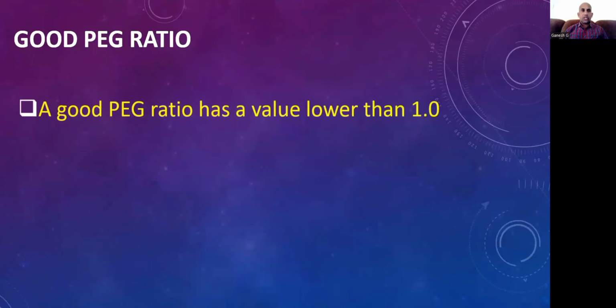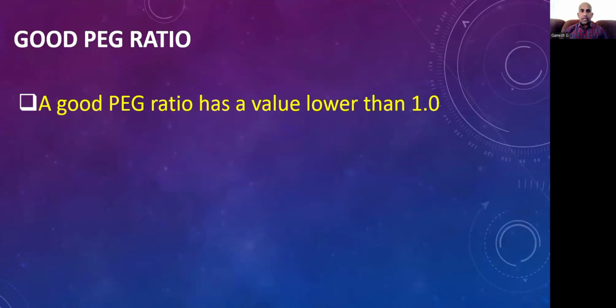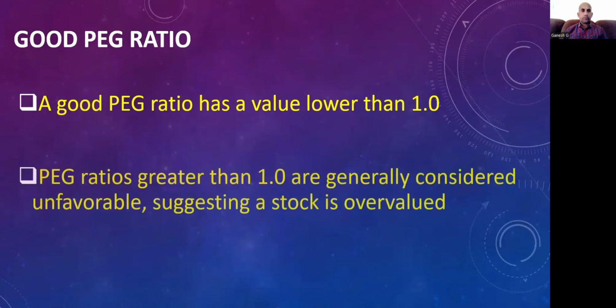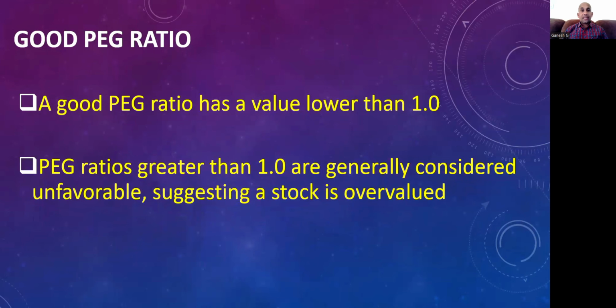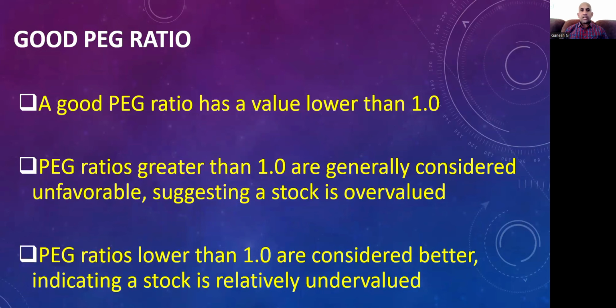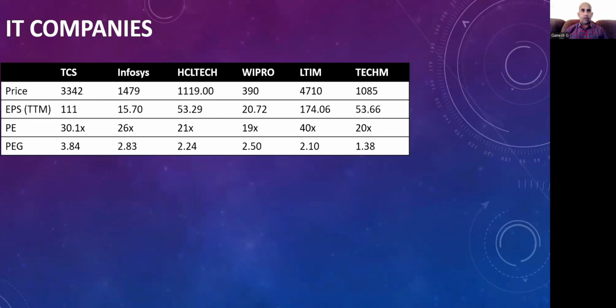What is a good PEG ratio? A PEG ratio value lower than 1 is considered a good PEG ratio. PEG ratios greater than 1 are generally considered unfavorable, suggesting a stock is overvalued. PEG ratios lower than 1 are considered better, indicating a stock is relatively undervalued. Hope the PEG ratio is clear now.